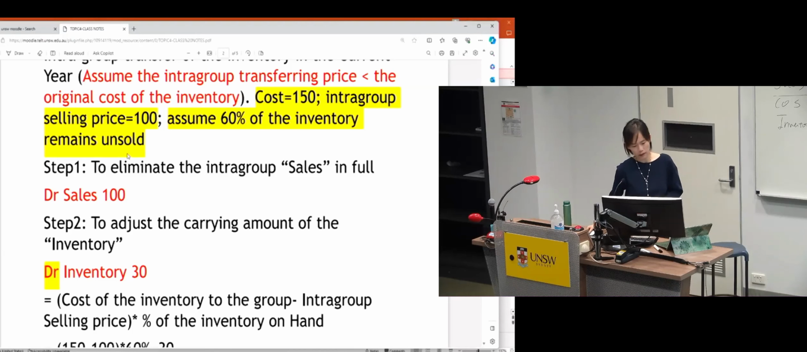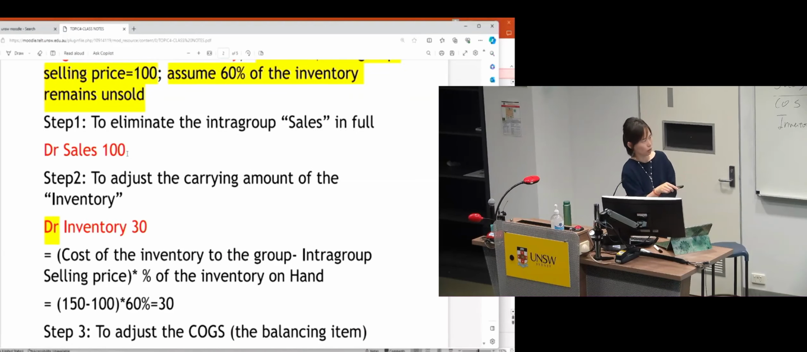So again, using the same formula, but I just need to get a positive figure, right? In order to get a positive figure, we have to put the cost in the front. So cost minus transfer price. So this represents the loss from the intragroup sale of the inventory. The total loss from the intragroup sale of inventory multiplied by the percentage of inventory on hand. So this is the unrealized loss contained in the closing balance of the inventory. Okay, and after that, step 3 is still the same, right? So this makes it adjust the cost of goods sold as a balancing figure.